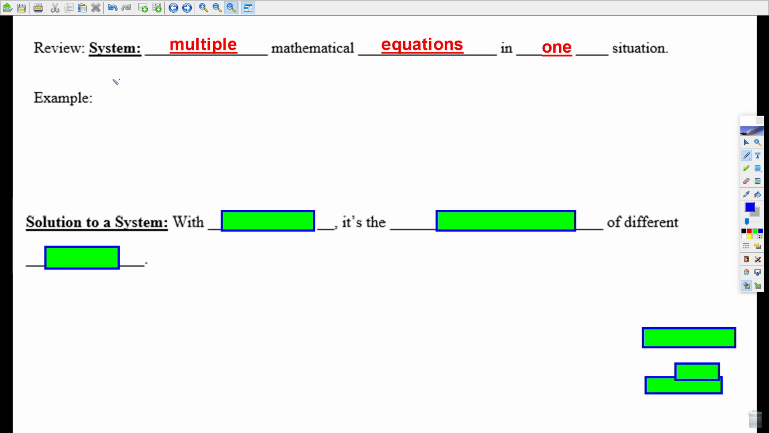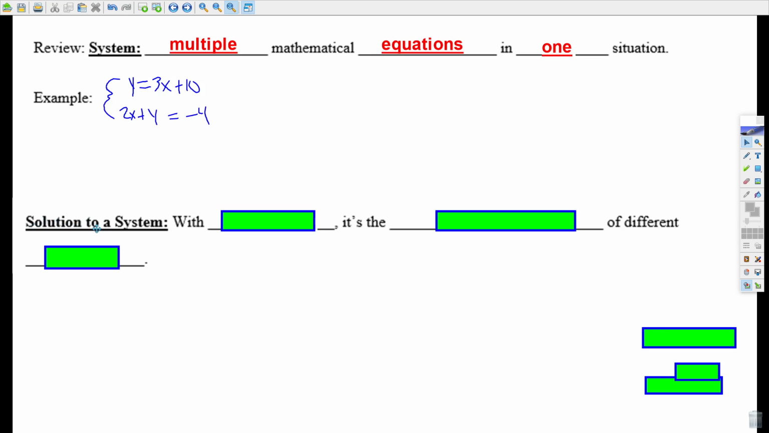Usually they use this curly bracket that we're used to seeing when we did piecewise functions. So I'll give you an example. y = 3x + 10. So that'd be one equation. And then I will throw another one in there. 2x + y = -4. Right? So these two equations in this specific situation is a system. You can have more than two, but you have to have at least two, and that makes a system. You can have 3, 4, 5, whatever. It doesn't matter.